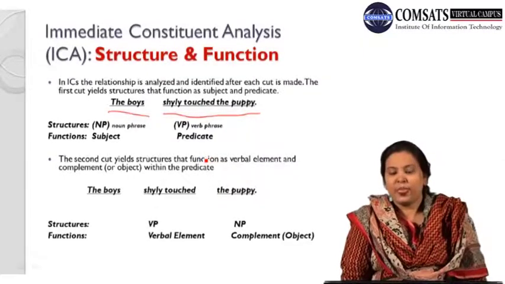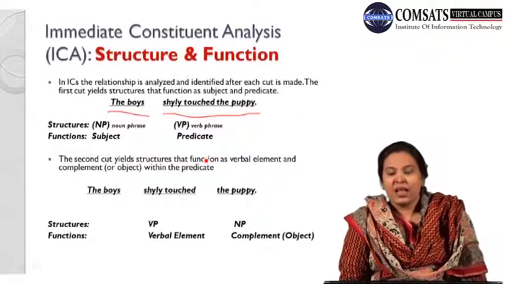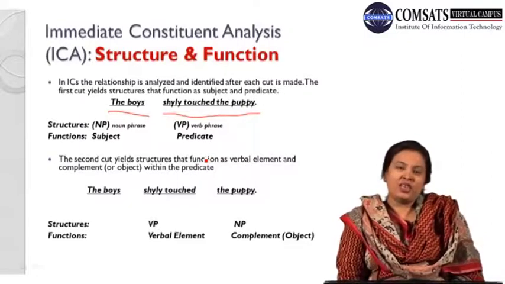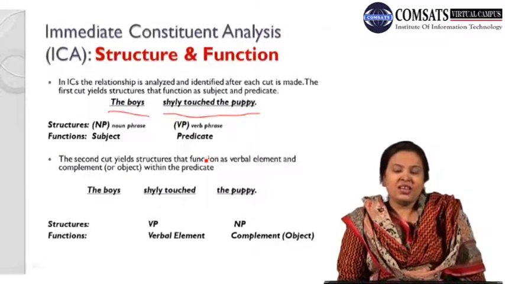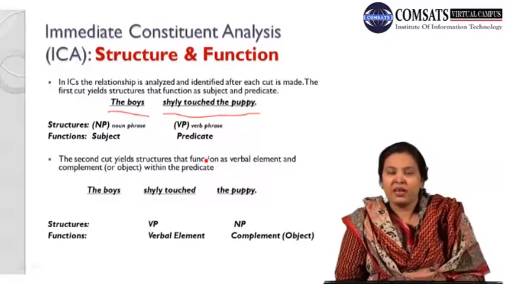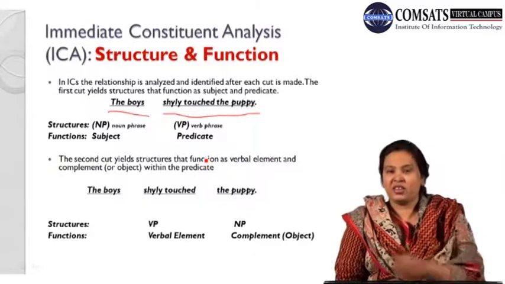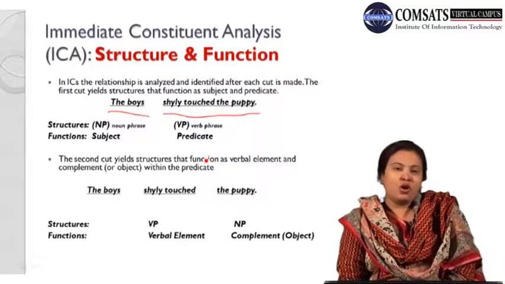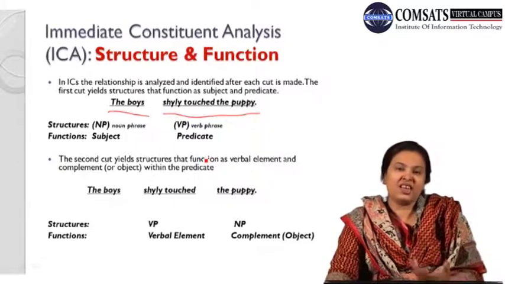So what is the structure? Shyly touched, a verb phrase, and because it contains the verb, it is a verbal element. And the puppy, a noun phrase, is complementing the object. Because he shyly touched what? The puppy. So it is the object, and it is complementing the object because of the way it touched the puppy shyly. So according to the structure we can determine its function at the second level, at the second cut as well.